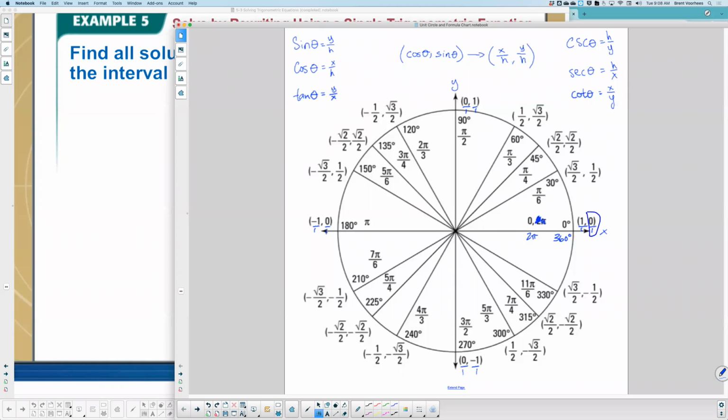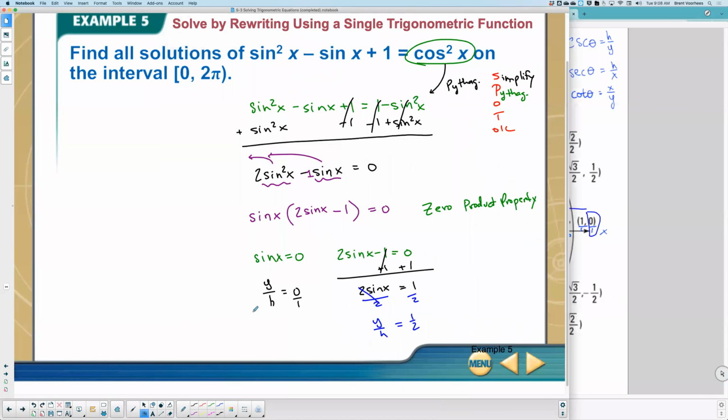Since the answer is supposed to be between 0 and 2 pi, but not including 2 pi, I'm just going to take the 0 there. And as I look around, I see another one right here. We'll take pi as an answer. So this one generates 2 answers. Y over h being 0 over 1 gives 0 and pi. We won't include the 2 pi because 2 pi is in the parenthesis there.